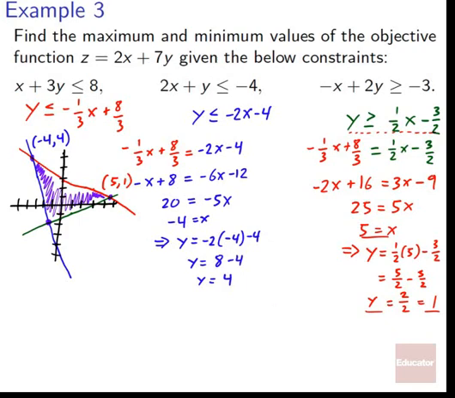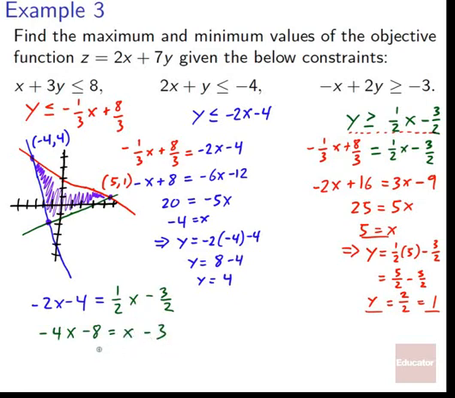And then finally, let's look at where the blue and the green would intersect, the one that we haven't looked at yet. Negative 2x minus 4 equals 1 half x minus 3 halves. Let's change that into colors just so we can keep our color scheme going. 1 half x minus 3 halves. We'll multiply everything by 2 to get rid of that fraction. So negative 4x minus 8 equals x minus 3.